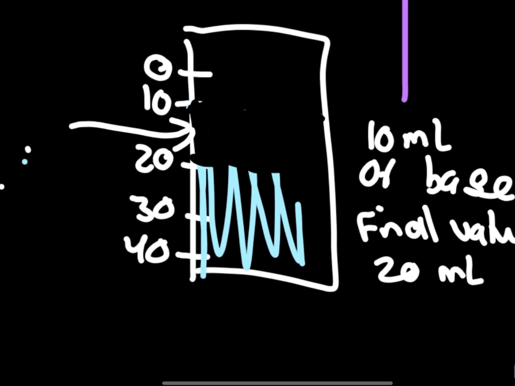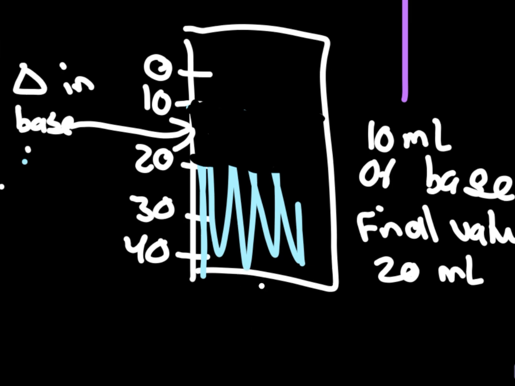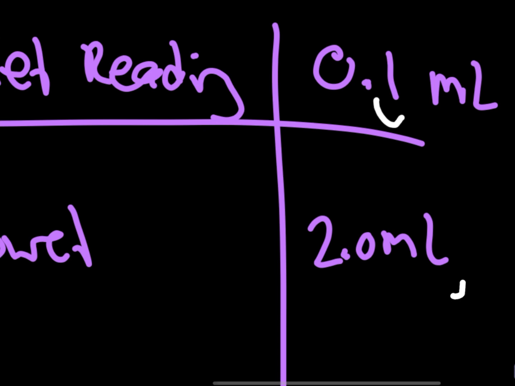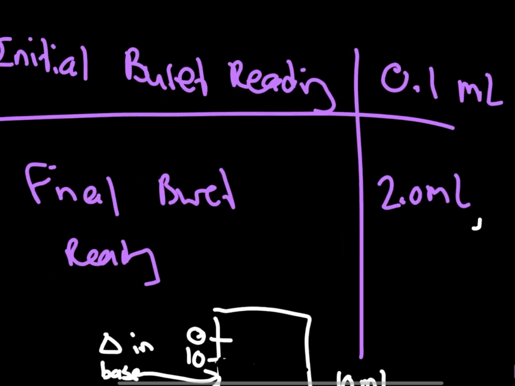So to find this change in your burette, in this case, the change in base, the change in the amount of base that's inside this burette, you would subtract your final value by your initial value. So in this problem, to find the amount of base we used, you would subtract your final value by your initial value, and obviously set the units to milliliters, and you're going to get 1.9. This is pretty easy as well.